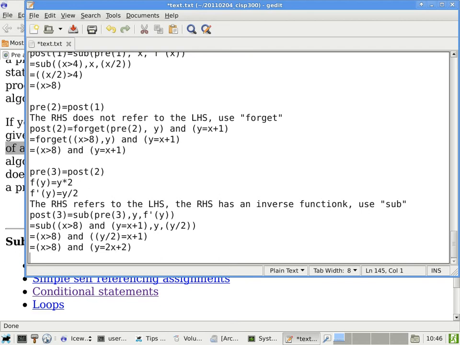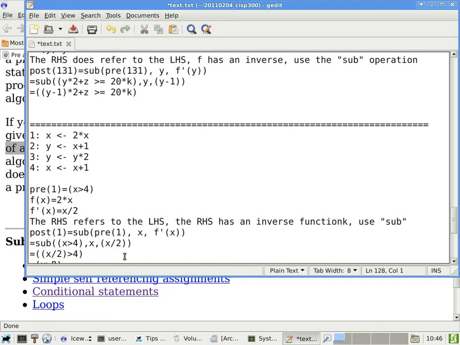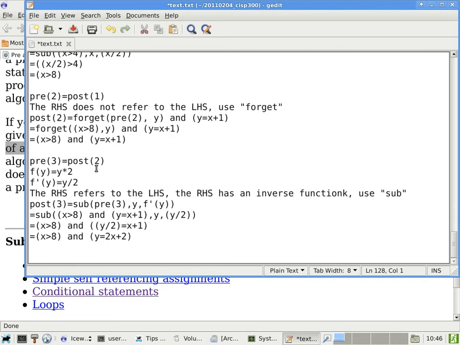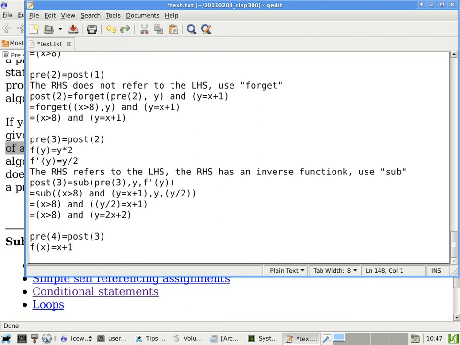So you can see, the post conditions keep changing as we link one step to the next step. And since we only have one more step to do, we'll go ahead and do it. The last step is x gets x plus 1. In that case, we say pre-4 equals post 3, because those two statements are sequential, they're right next to each other. And then we say what is f of x in this case. F of x is x plus 1. So f prime of x, the inverse function, is going to be x minus 1.